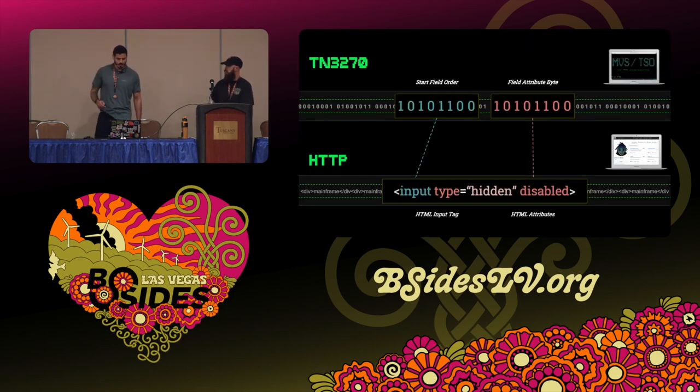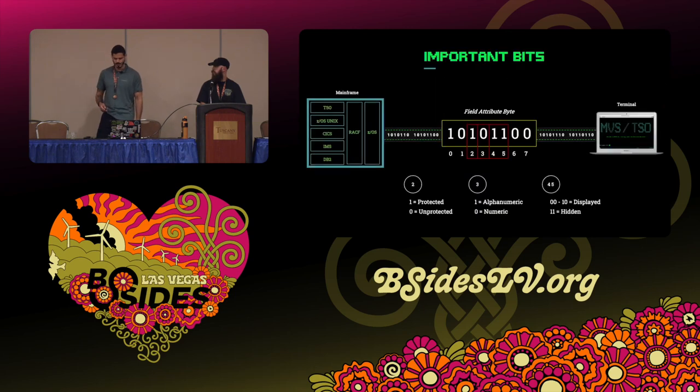So in order to illustrate why these bytes are important, I'll continue the web analogy. Whereas a web browser renders HTML that's transferred over HTTP, a terminal emulator renders a 3270 data stream that's transferred over TN3270. And we like to think of the start field order as an HTML input tag, and the field attribute byte as HTML attributes for hiding and disabling an input tag. So let's focus in on the field attribute byte.